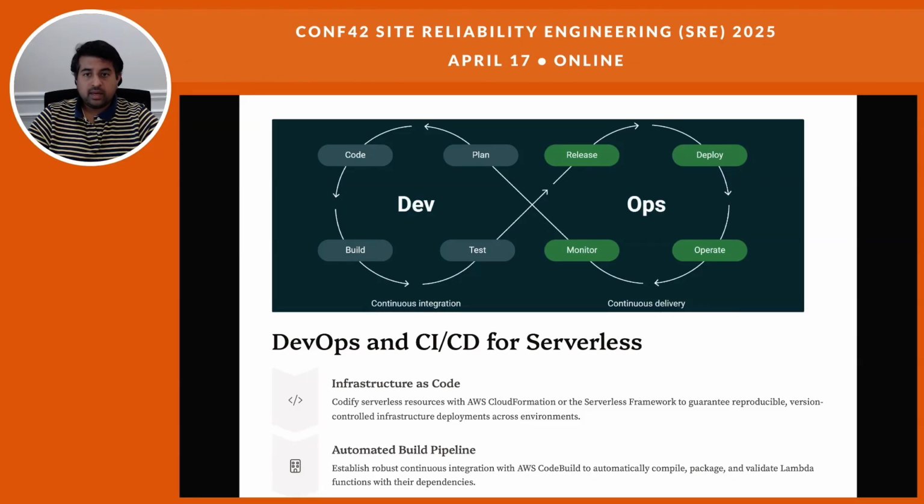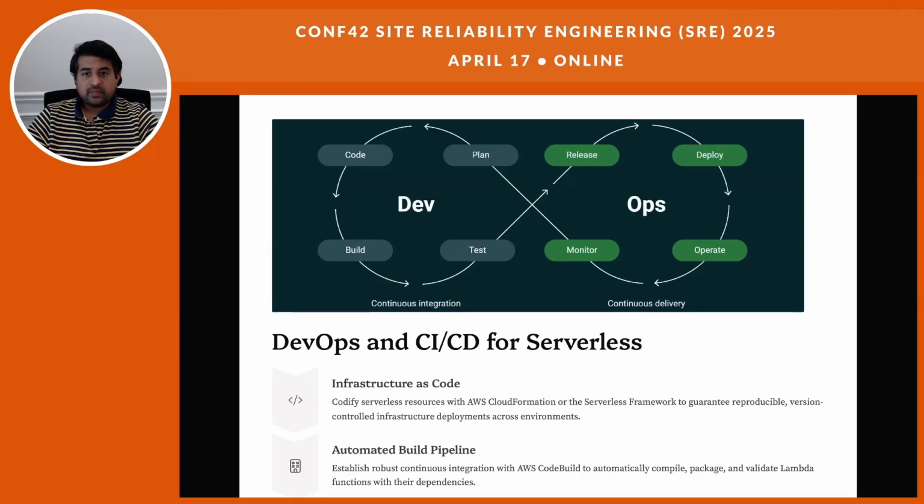Automated build pipeline. Establish robust continuous integration with AWS CodeBuild to automatically compile, package, and validate Lambda functions with their dependencies. CodeBuild reduces build times by 70 to 80% compared to manual processes. Automated dependency management ensures consistency and reduces 'works on my machine' issues by 40 to 50%. Static code analysis and security scanning within the pipeline have been shown to reduce vulnerabilities by 25 to 30%.